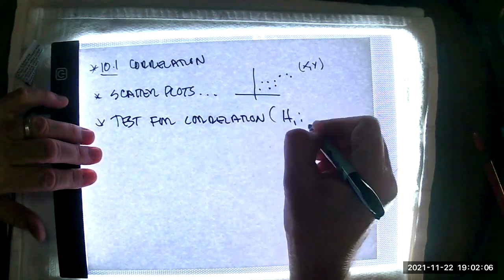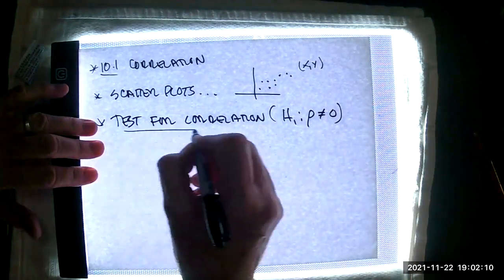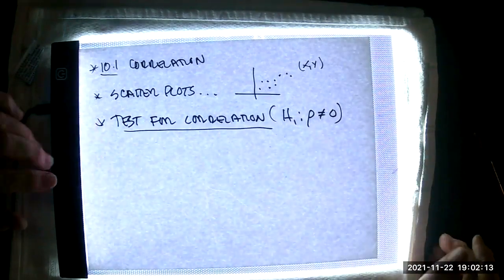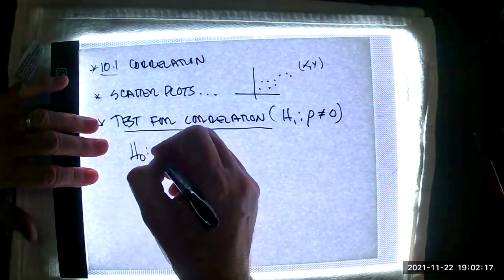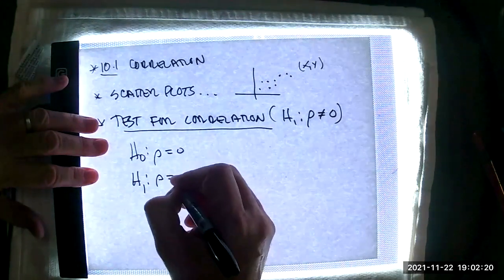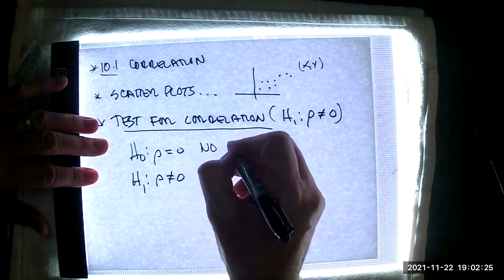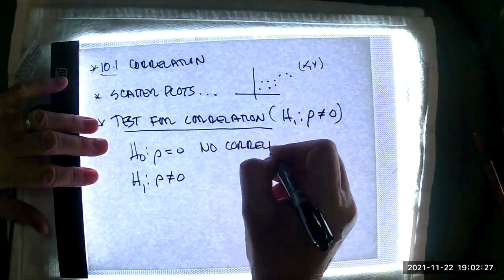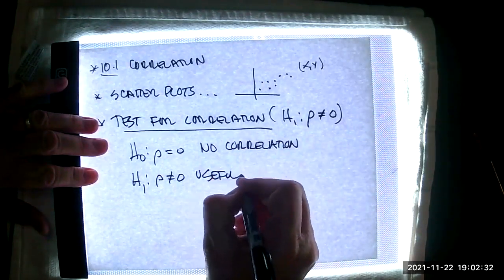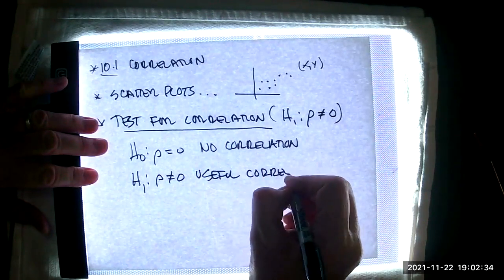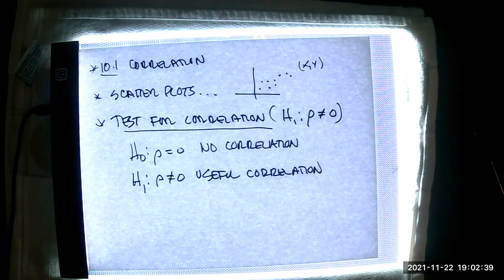And that is actually the alternative hypothesis. Test for correlation. That is the alternative hypothesis, rho not equal to 0. The two hypotheses: rho equals 0 means there's no correlation. Rho is not equal to 0, which means there's a useful correlation. There are some super ugly formulas in there.